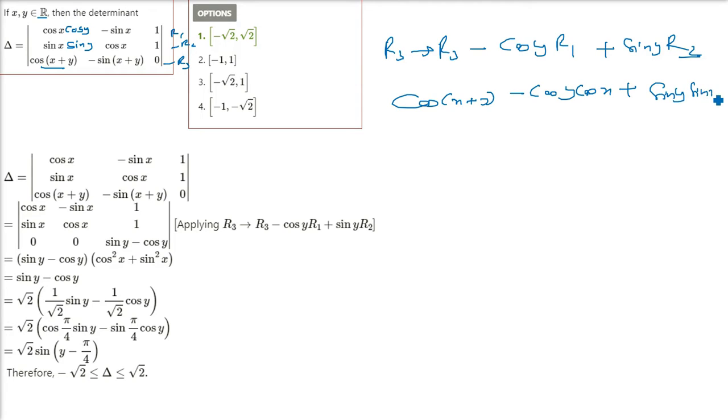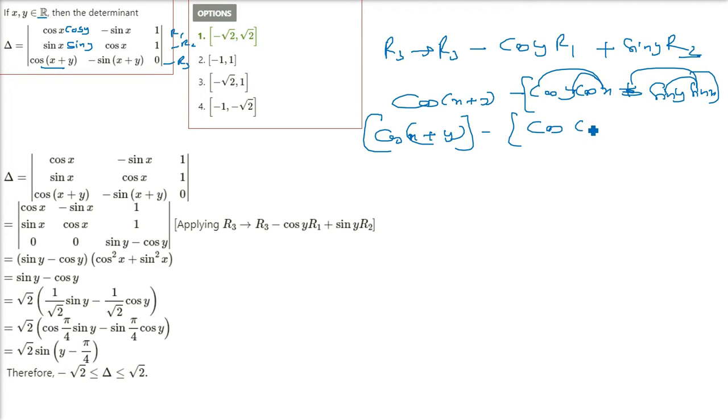And if we take minus common, this is cos(x plus y), and when we take minus common, you get cos x cos y minus sin x sin y, which is nothing but cos(x plus y). So cos a cos b minus sin a sin b is cos(a plus b). It is cos(x plus y). You can just cancel it. It is 0. Similarly, minus sin(x plus y) minus sin x into cos y, minus will be plus, and then minus cos x sin y, that will again give you a 0.